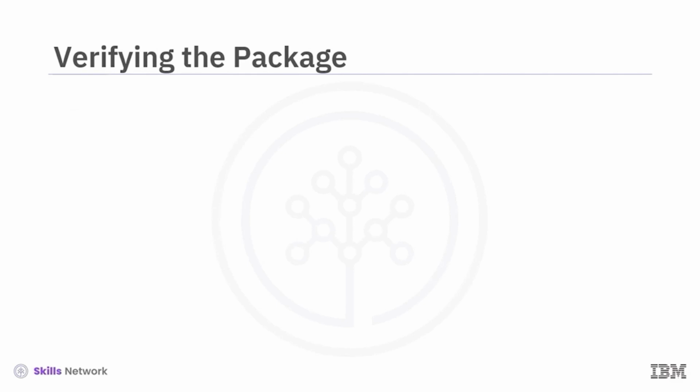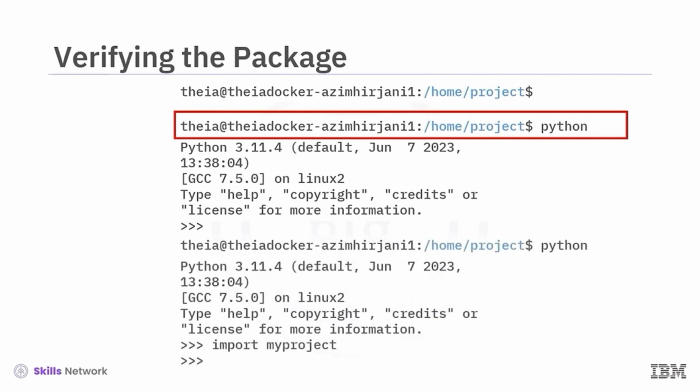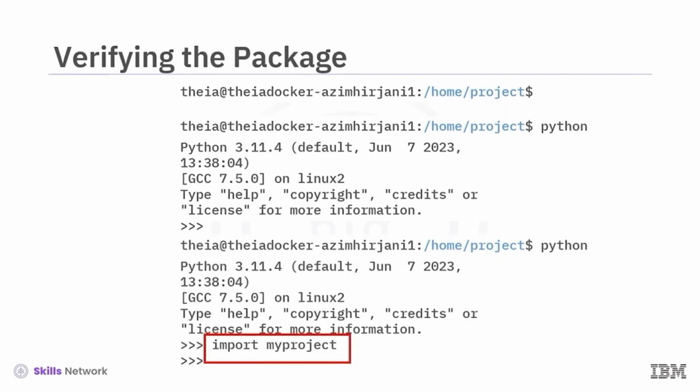To verify the package, first, open a Bash terminal. Make sure the directory is the same as the folder where your package is located. Open the Python interpreter by running the command python in the shell. Using the Python prompt, type import followed by project name. For example, import myproject. If the command runs without errors, it is an indication that the package is successfully loaded.